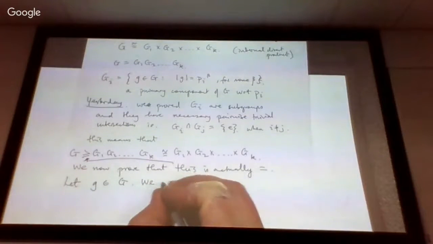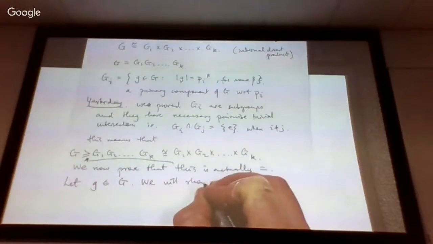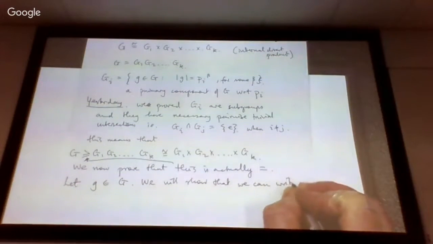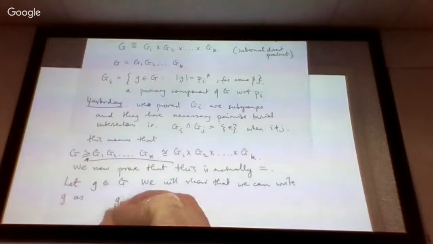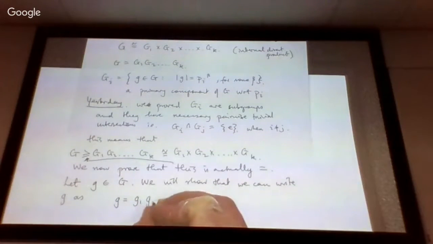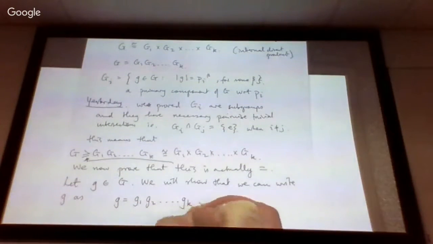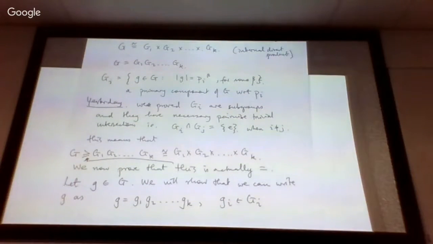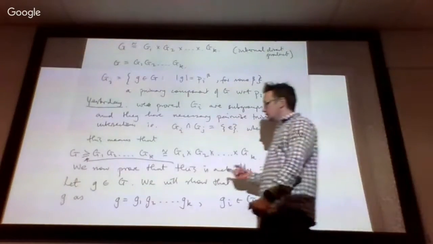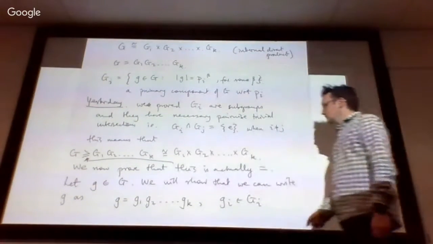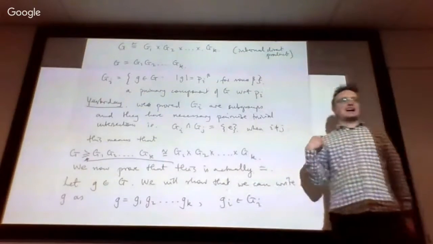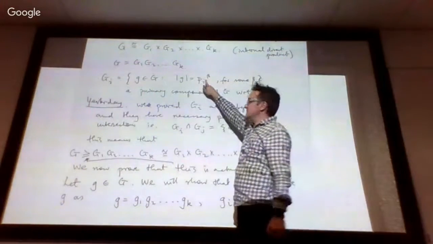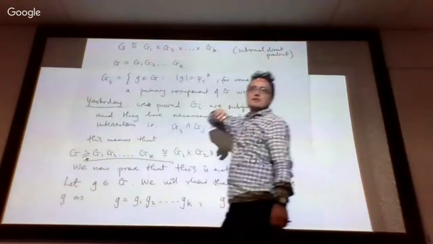We will show that we can write G as G equal to G1 times G2 times up to GK, with the Gi belonging to capital Gi. Okay, so we need to find a set of elements G1 to GK. Each little gi has to have order some power of the prime pi, because we want it to be in the ith primary component.